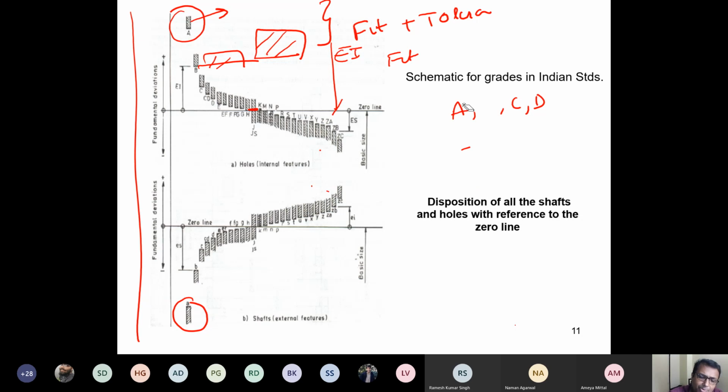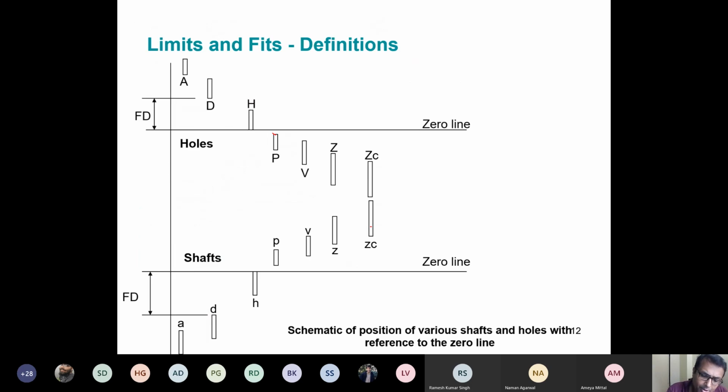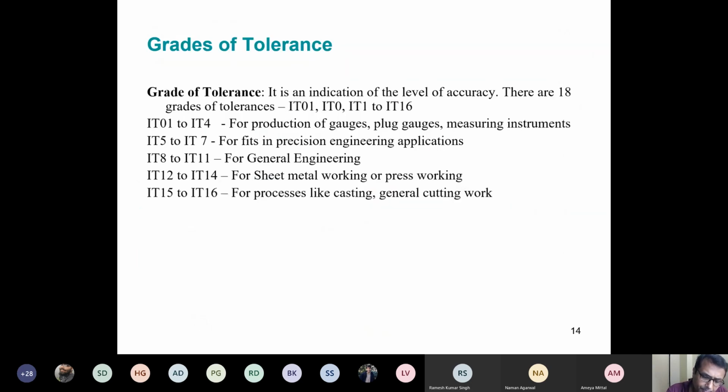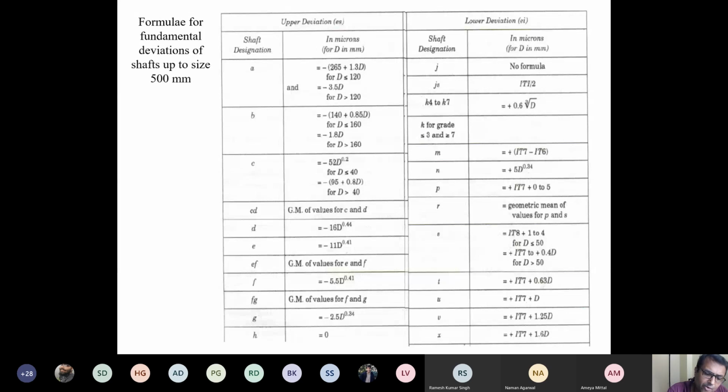The digit I'll come back to. But up till now, have you understood what a fundamental deviation is? So basically this is how it looks. And let me just show you the table. If you want to find the fundamental deviation, you have to look here. This is what A means, what B means, what C means.